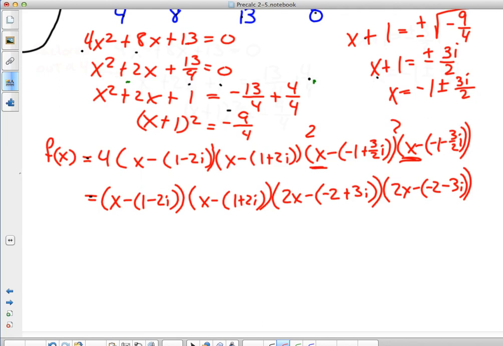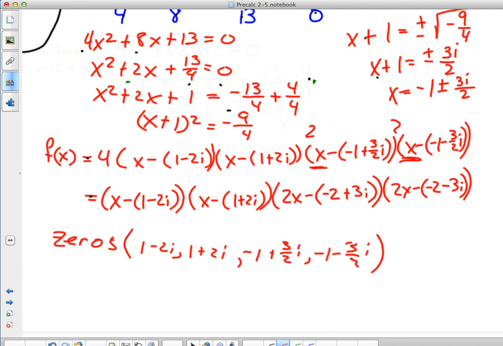Now, my zeros were 1 minus 2i, 1 plus 2i, negative 1 plus 3 halves i, and negative 1 minus 3 halves i. So I have my list of zeros as I go across as well, okay? So I can put them all together because you'll be asked about linear factorization, which is just multiplying your binomials back together, and your list of zeros, okay?